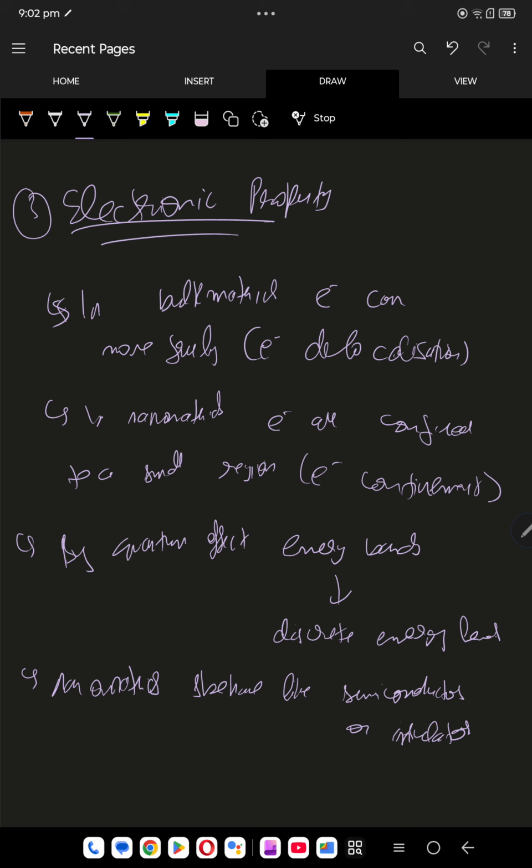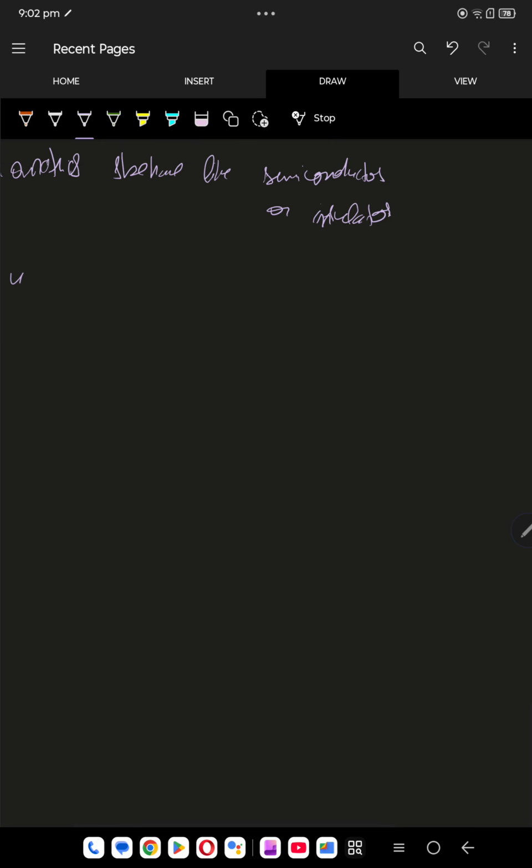So in electronic property, what did we see? In bulk materials, electrons could move freely because of electron delocalization. In nanomaterials, electrons are confined to a small region, and that is called electron confinement. Now, because of the quantum effect, the energy bands become discrete energy levels, and nanomaterials behave like semiconductors or insulators here. That's it.